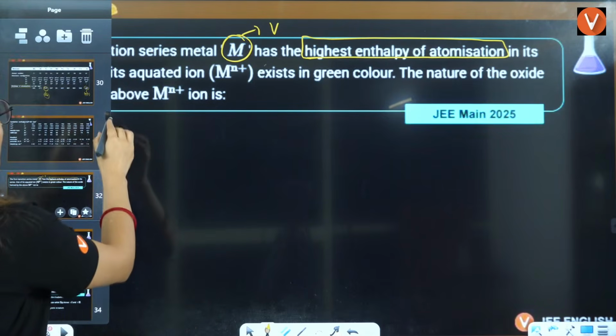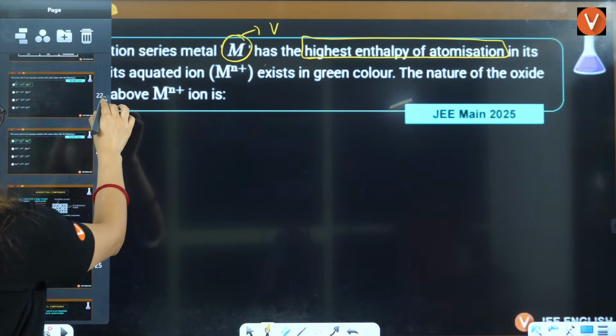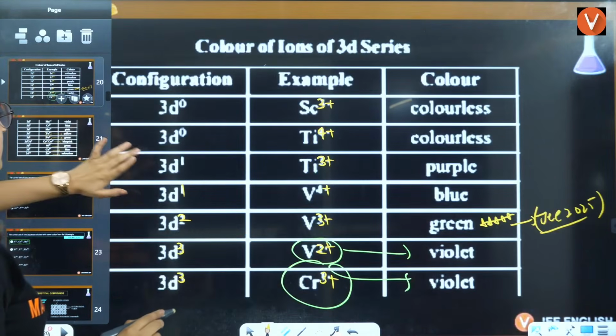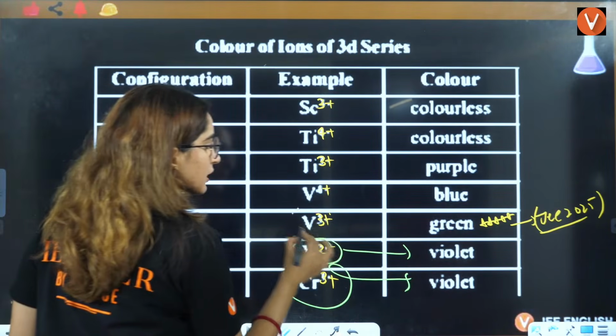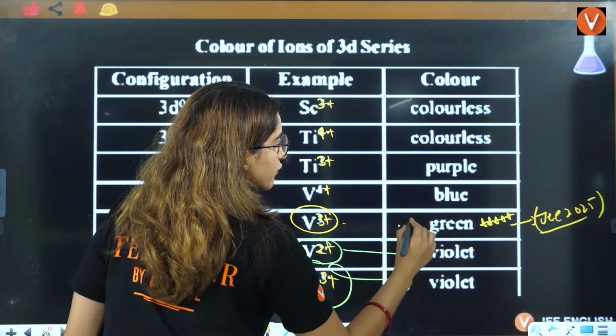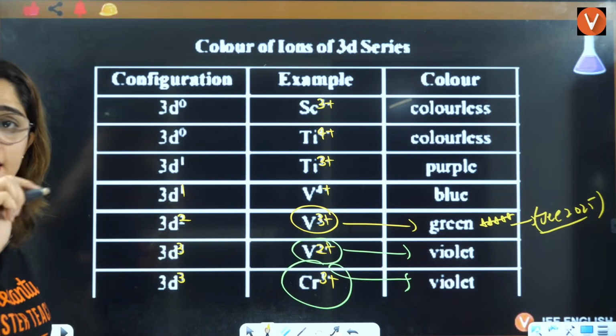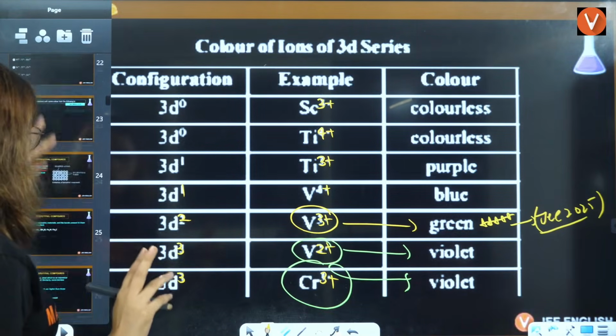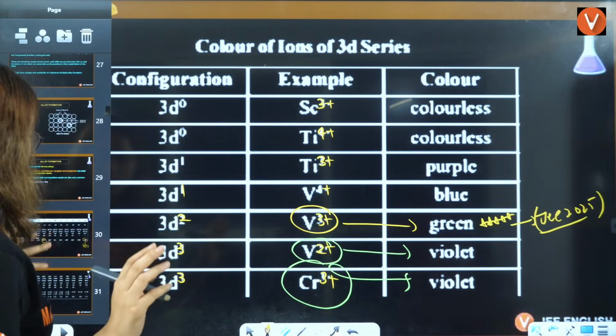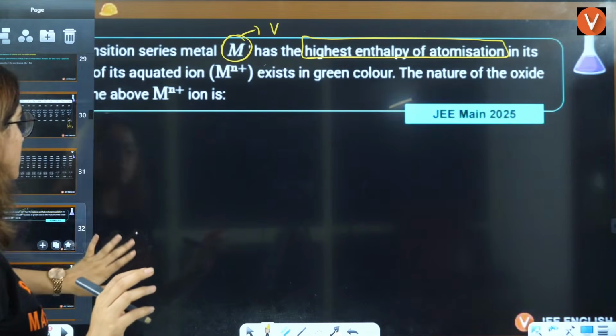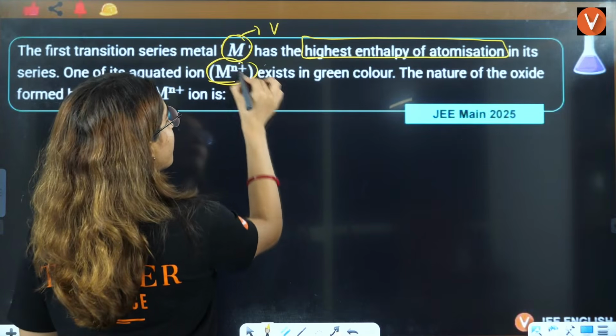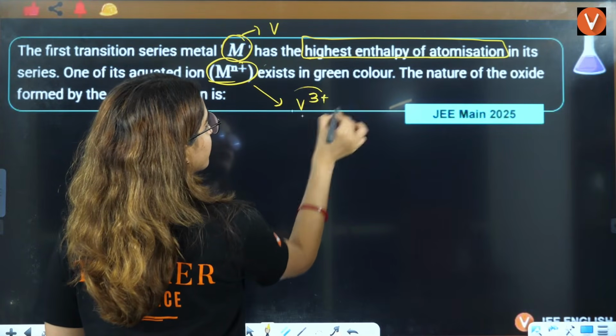Now, who will tell us which ion exists in green color? This particular table is going to tell you that vanadium 3 positive, which I showed you in the JEE 2025 question, exists in green color, right? Now, two concepts are already there. Let us see where this question is going. That means they are talking about vanadium 3 positive, right?